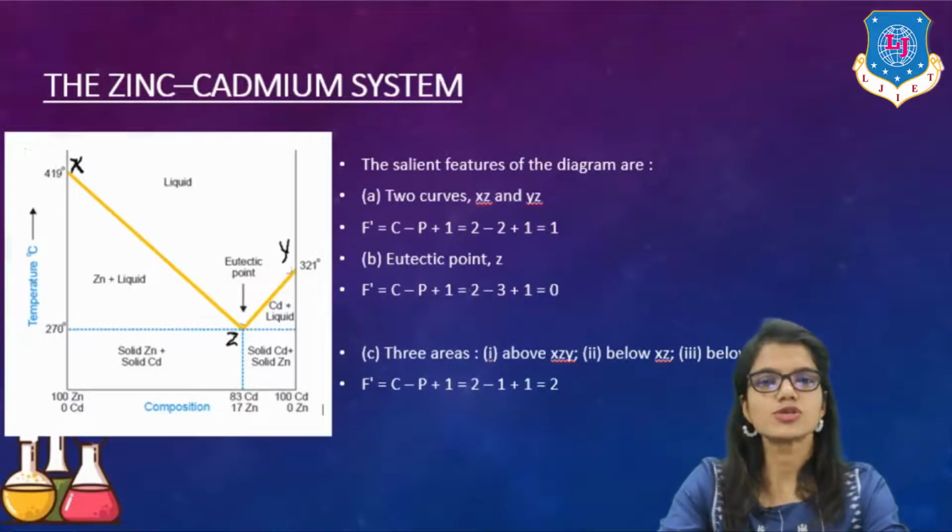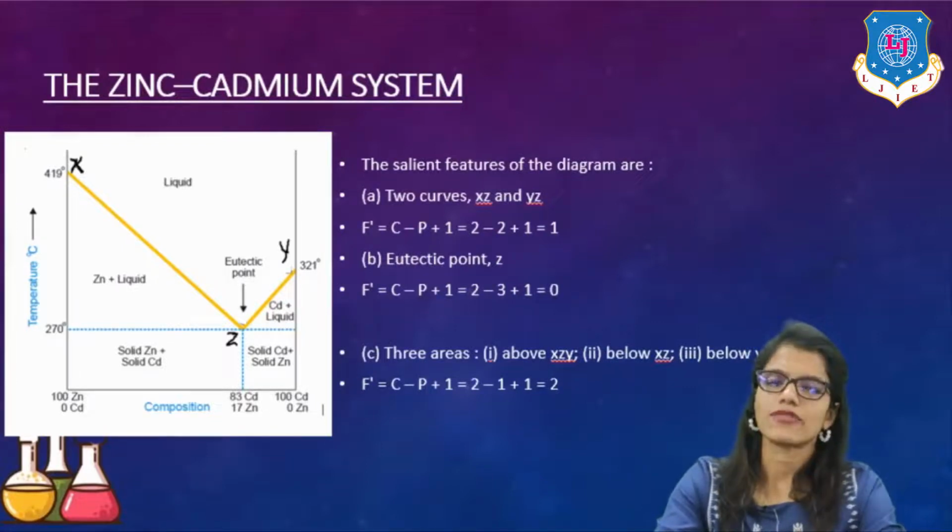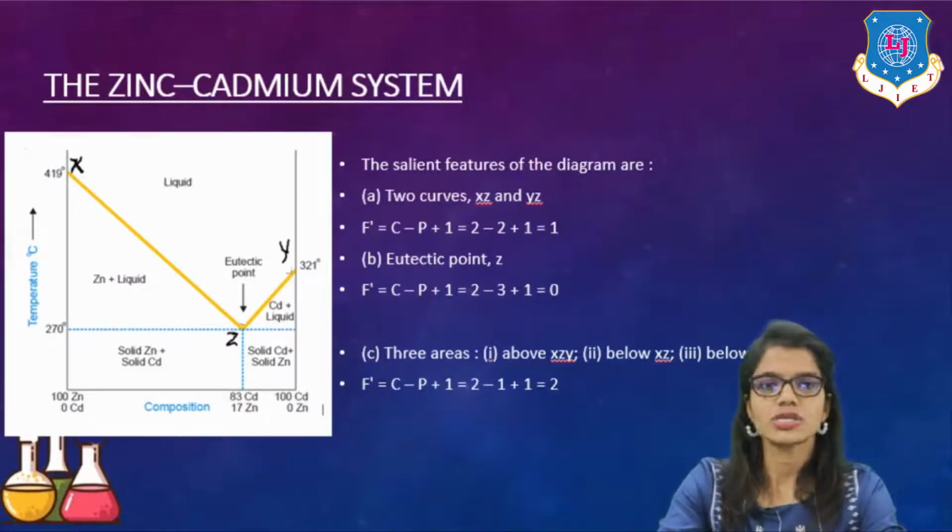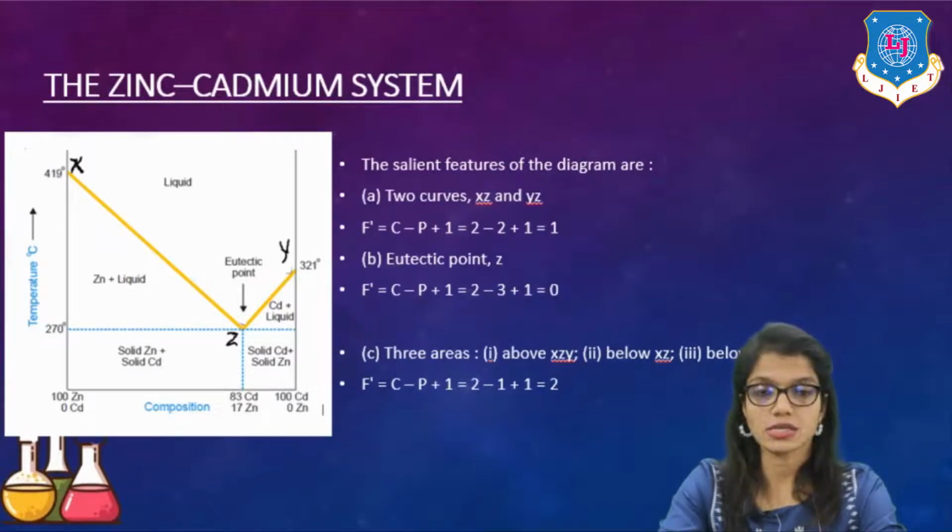Now, let's observe the salient features of the particular diagram. Here two curves are there. One is XZ, another one is YZ. Let's calculate f dash for it. We have f dash is equal to c minus p plus 1. Let's put all the values here. That is 2 minus 2 plus 1, which becomes 1. So it's a monovariant system.